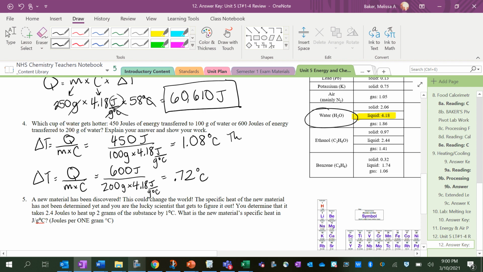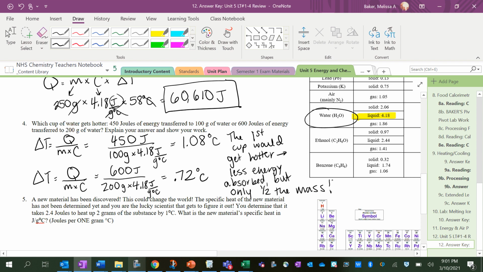So the first cup would get hotter. Less energy absorbed, but only half the mass compared to cup 2. So that makes sense.